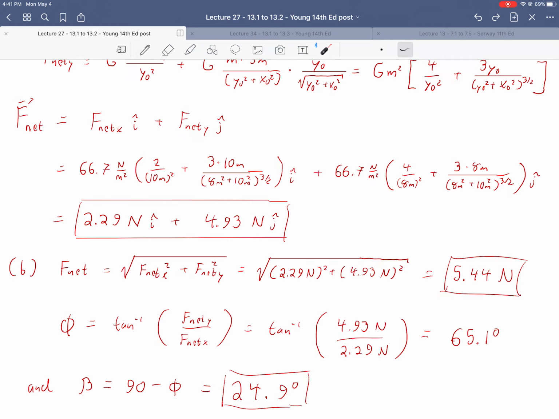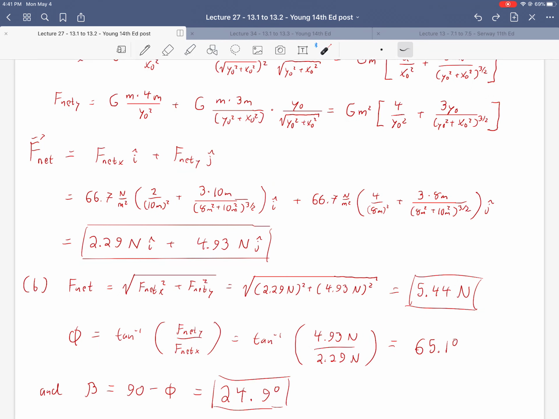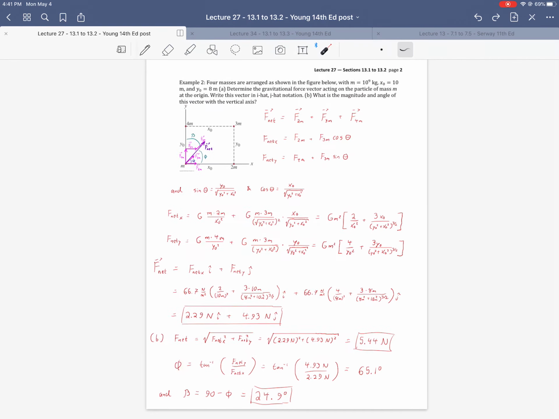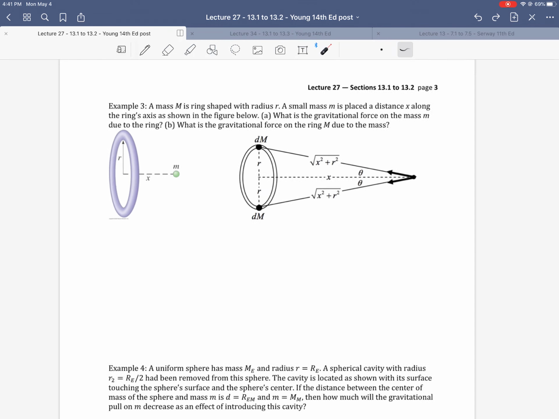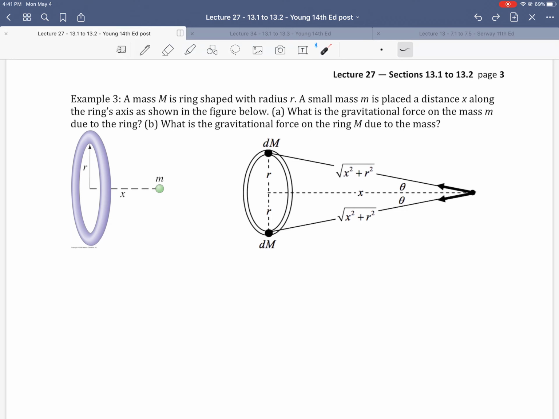And indeed, like I said, beta is less than 45 degrees, which means the net gravitational force vector on mass m is pointing more vertical than horizontal. So just practice with vectors, pretty straightforward. I hope you wouldn't have any issue with a problem like this, but it's always good to practice it. I have one more that I want to show you, and then we'll conclude this video lecture.